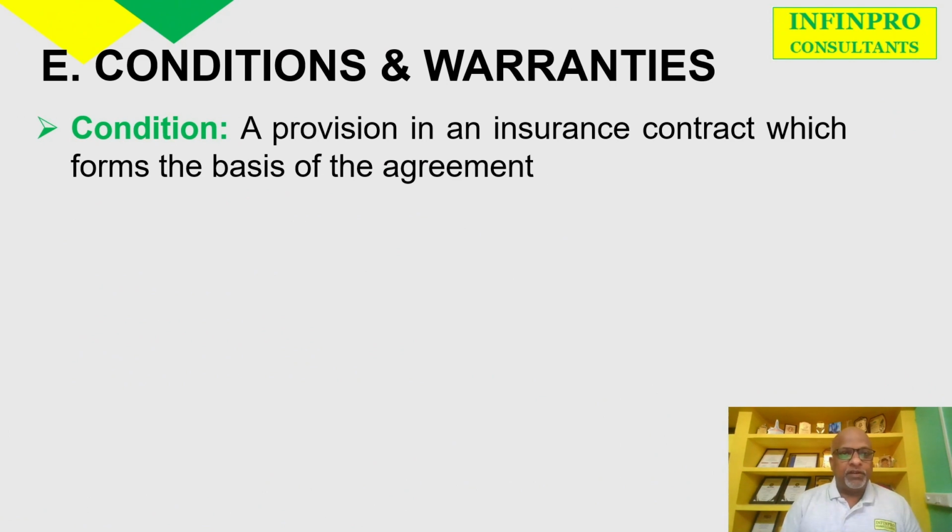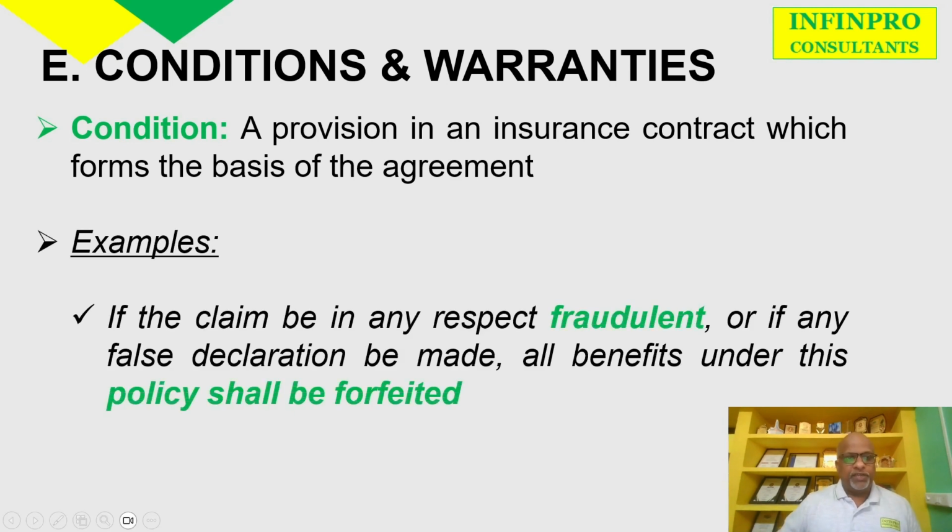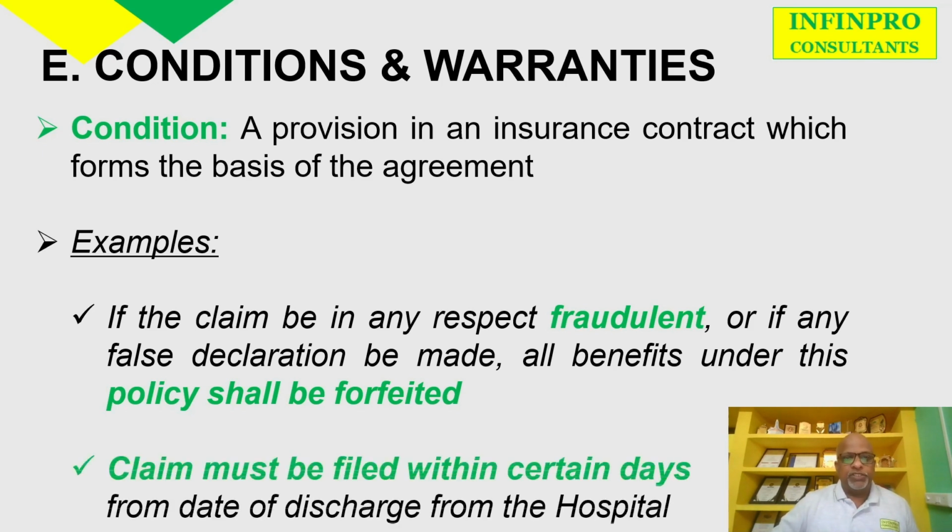Okay. Finally, we will talk about conditions and warranties. Conditions and warranties are part of the policy document, and it gives a provision in an insurance contract which forms the basis of the agreement. For example, the condition says if the claim be in any respect fraudulent, or if any false declaration be made, all benefits under this policy shall be forfeited. Right. So this can be one of the conditions mentioned in the policy document.